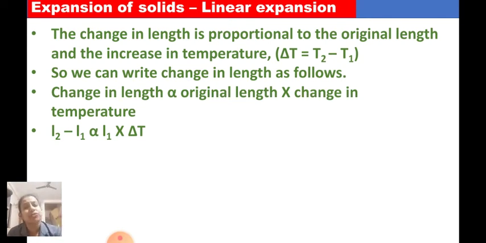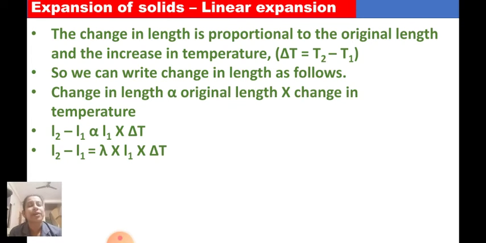Fine. So we must always remember in physics that we have to take out that proportionality sign, and to take out a proportionality sign, always remember a constant will be given. So here also there is a constant called lambda. Therefore we can write this as L2 minus L1 is equal to lambda multiplied by L1 multiplied by delta T. So we have now removed the proportionality sign and given one constant of proportionality, that is lambda here.